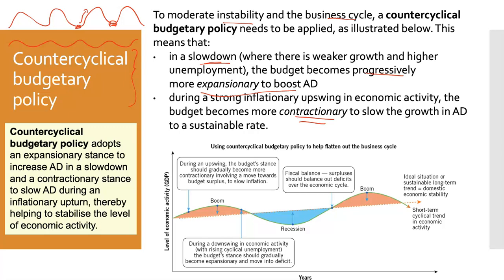And you can start to see this in this chart here. So how can we identify this? How can we define it? Typically, in a counter-cyclical budgetary policy, an expansionary stance, so to increase aggregate demand, occurs in a slowdown, and a contractionary stance, a deliberate attempt to slow aggregate demand, occurs in an upswing or inflationary upturn, thereby hopefully creating a stable economy.